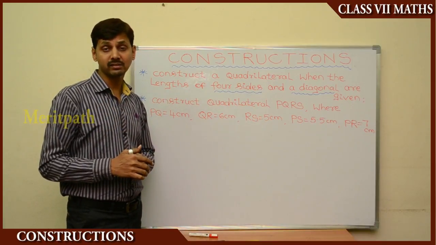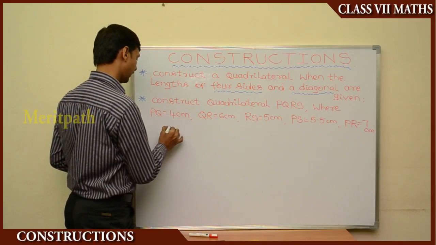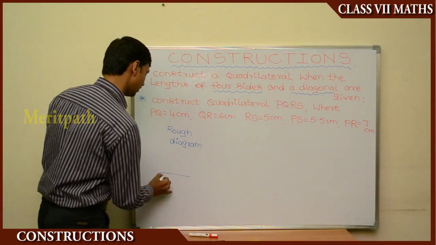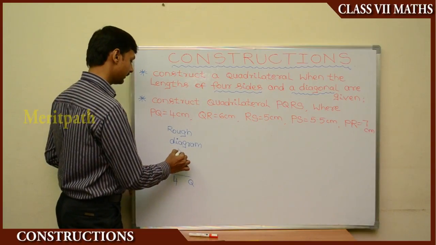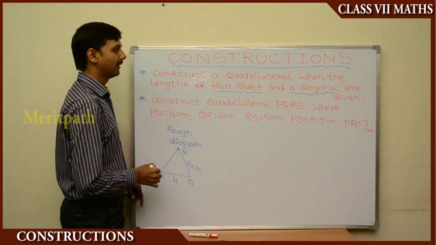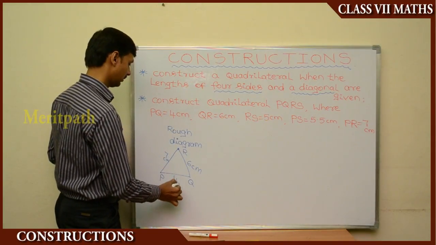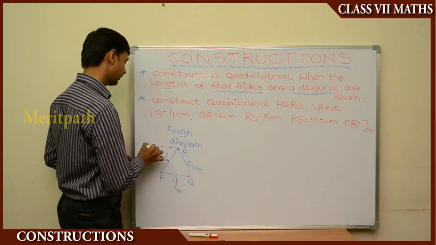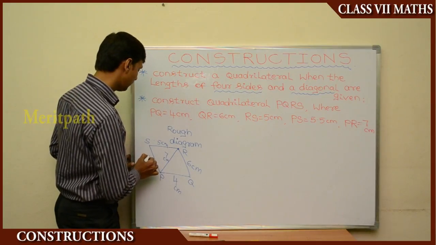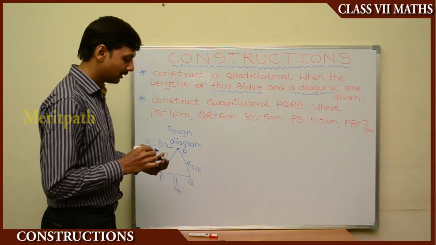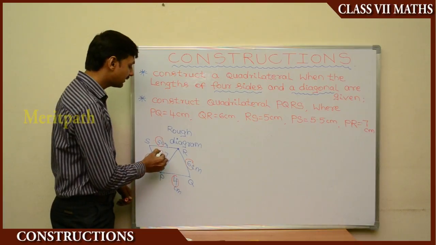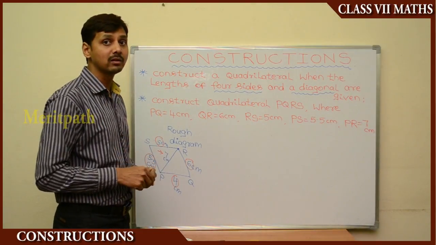Let's draw the rough diagram of this PQRS. PQ is 4 centimeters and QR is 6 centimeters. PR is 7 centimeters, and it is a diagonal. RS is 5 centimeters, it is one of the sides. And PS is 5.5 centimeters. So here we have 4 sides: this is one of the sides, second, third and fourth, and this is the diagonal. Using 4 sides and one of the diagonals, we construct the quadrilateral.